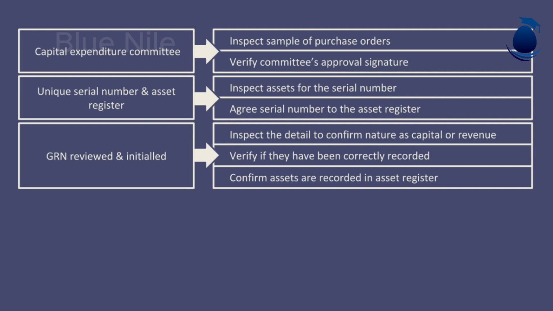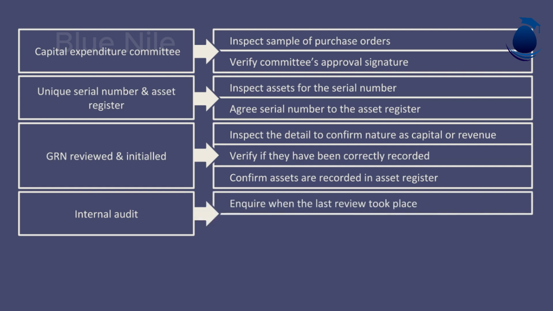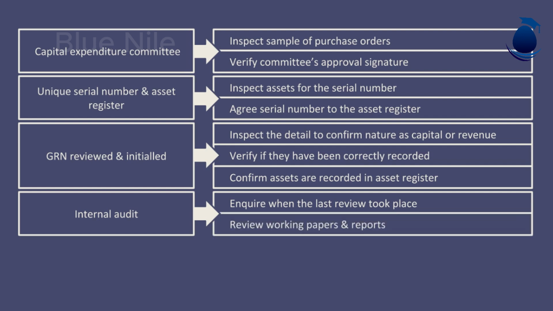The next control relates to the internal auditors. It states that they review assets in the register and compare them to assets on site using the serial number. This is carried out periodically to confirm existence. A control test would be to inquire with the internal audit department when the last review took place. If in the current year being audited, review the working papers and reports from it to identify the review happened and appears to be effective.